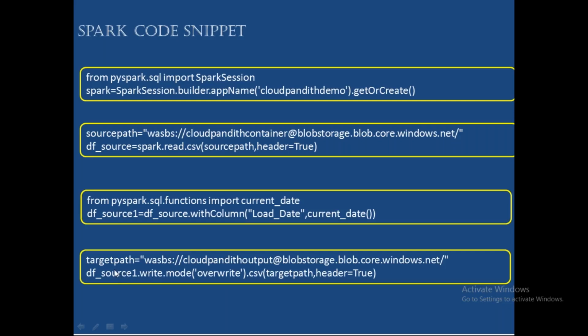So what I need to do? df_source1.write.mode overwrite CSV target path. What I'm doing is writing this result into my blob storage. Maybe you can write your output into the same storage in another container, a Cloud Pandit output container. You read data from the Cloud Pandit container and you write data into the Cloud Pandit output container. So I am creating a Spark session, reading data, applying some transformation, then writing data back.